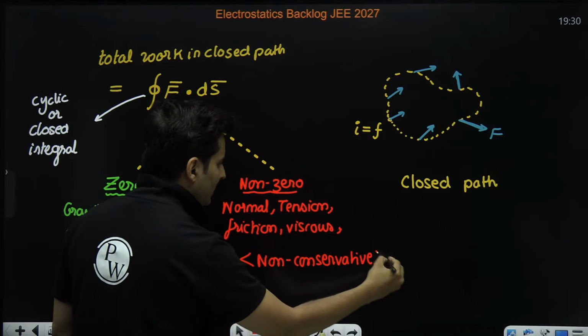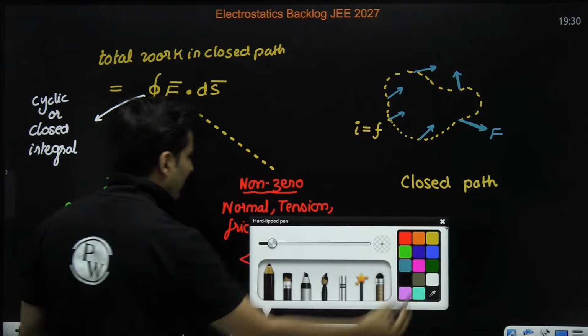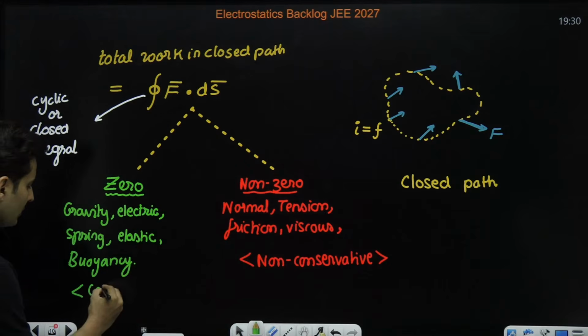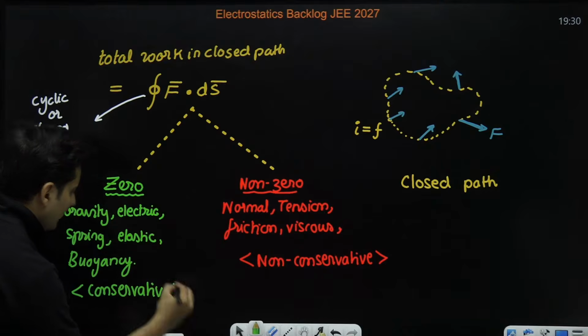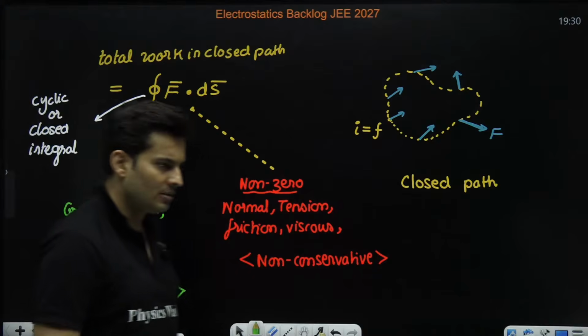So you come back to the same point, you will see the total work done is not zero. Here it is going to be always zero. So they are called conservative forces.